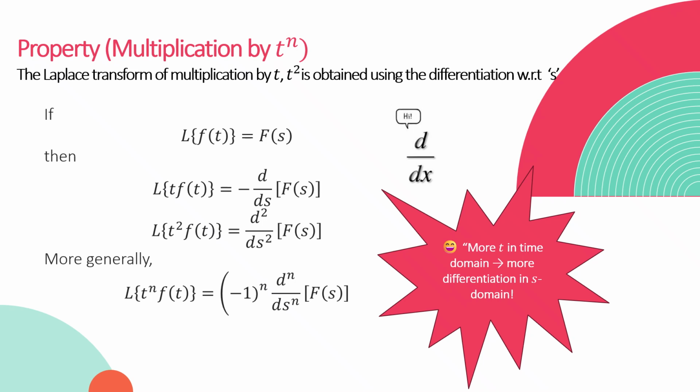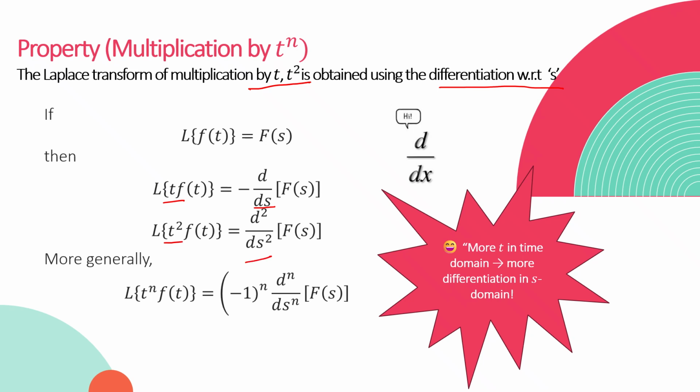If L of f of t is equal to F of s, then L of t into f of t will be minus d by ds of F of s. That is, the Laplace transform of multiplication by t and t square is obtained by using differentiation with respect to s. Suppose it is multiplied with t power 1, then one time differentiation we have to do, multiplied with negative. If it is multiplied with t square, we have to go for 2 times differentiation with positive.